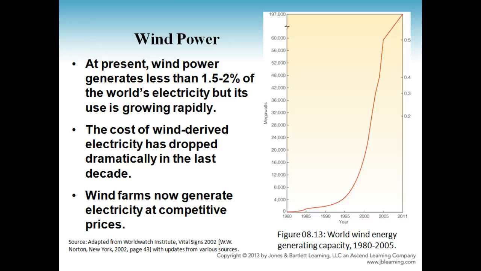Another alternative source is wind power. In 1980, the world's first wind farm, consisting of twenty 30-kilowatt wind turbines, was installed at Crotched Mountain in New Hampshire. At present, wind power generates less than 1.5 to 2% of the world's electricity, but its use is growing rapidly. As of the end of 2013, the capacity was 61,108 megawatts. This capacity is exceeded only by China and the European Union.